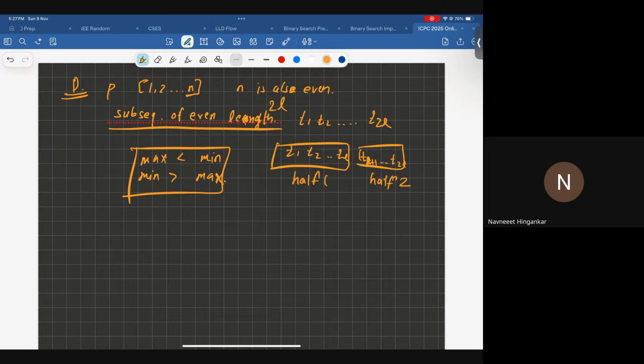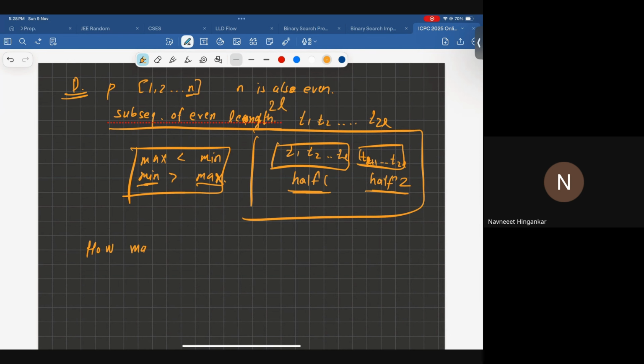Okay, so what I could do: if the first half's maximum is less than the second half's minimum, or the first half's minimum is greater than the second half's maximum, I could remove this entire subsequence. This was the task, right? And I need to print how many minimum number of operations are needed?